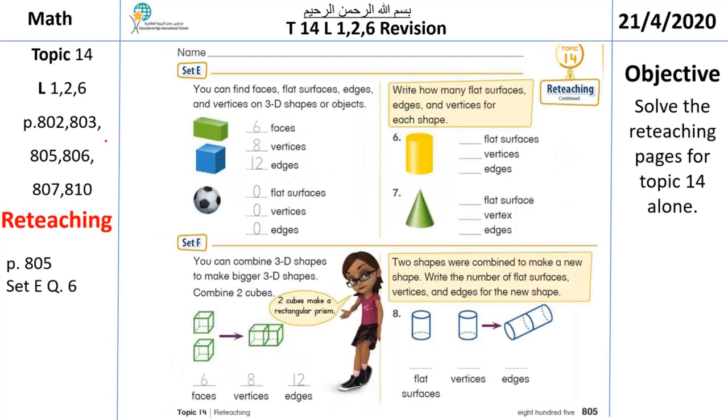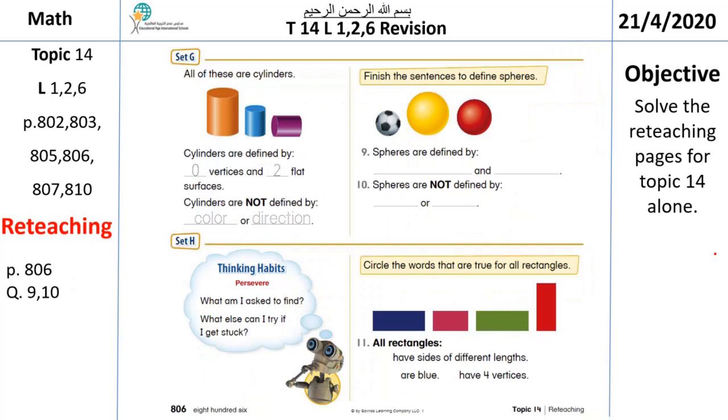Now, have a look at page 805. We're going to do set E in it, which is question number 6 only. Now, write how many flat surfaces, edges, and vertices for each shape. We are going to do the cylinder since it is the one that is covered in our lessons. So how many flat surfaces and vertices and edges does a cylinder have? You should be able to say that it is 2, 0, 0. Okay?